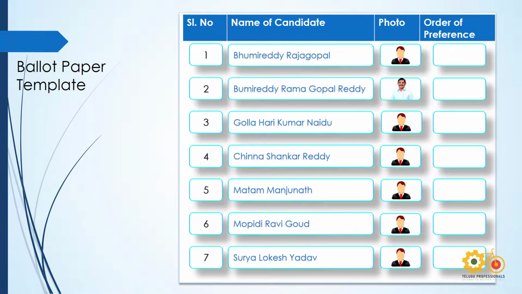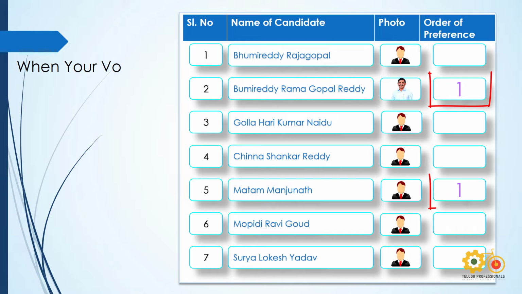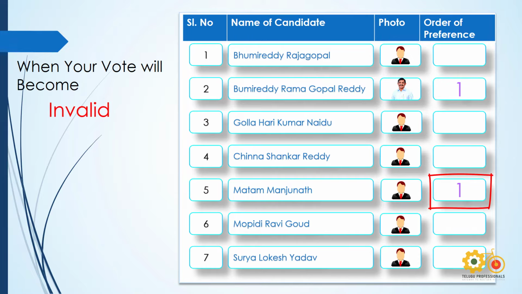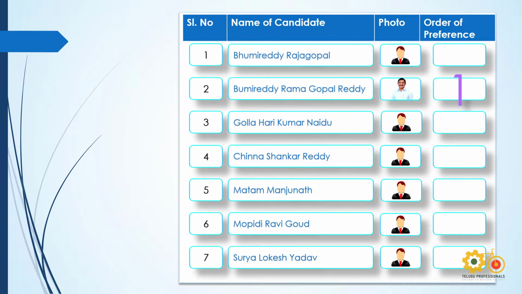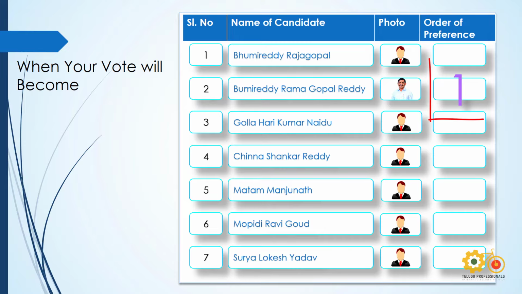When will your vote become invalid? First scenario, when you give first preference to two candidates. Second scenario, when you write the number beyond the given space, then your vote will become invalid.